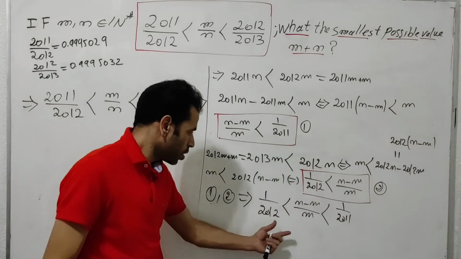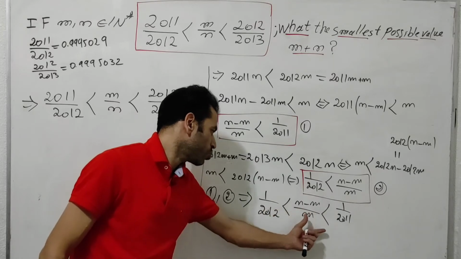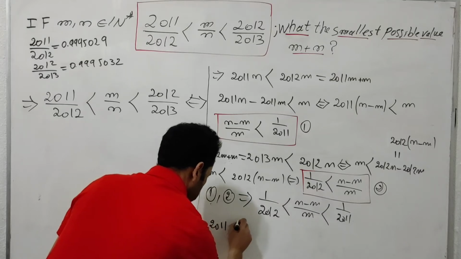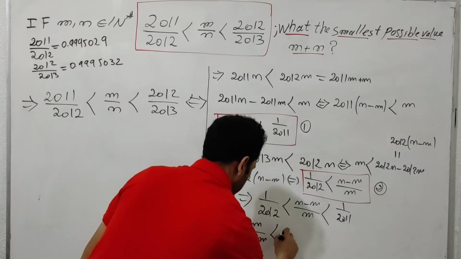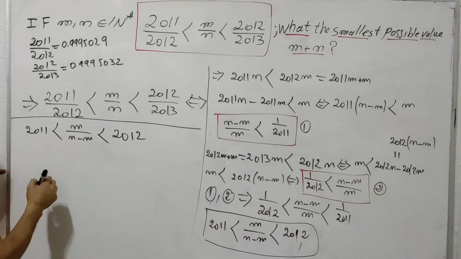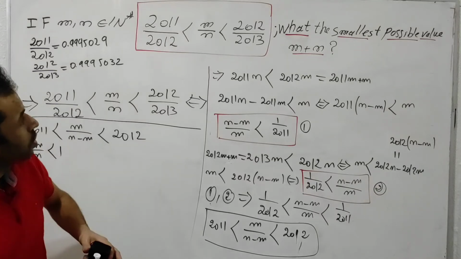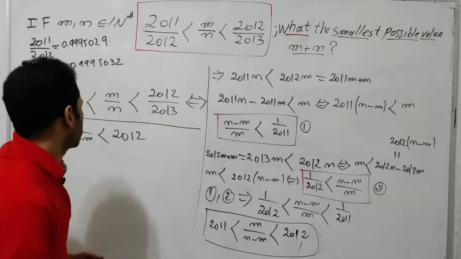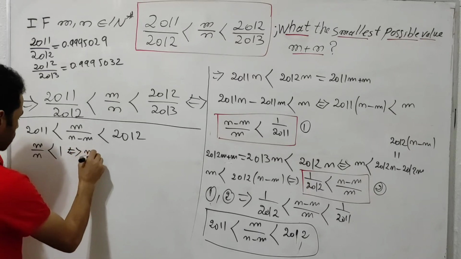Okay, in order to have the whole number, I'm going to take the reciprocal of this inequality by changing the direction of this inequality as well. So we'll get 2011 is strictly inferior than m over n minus m is strictly inferior than 2012. Also we have m over n strictly inferior than 1, because m over n is strictly inferior than 2012 over 2013. That means it's strictly inferior than 1. So this is equivalent to m strictly inferior than n.